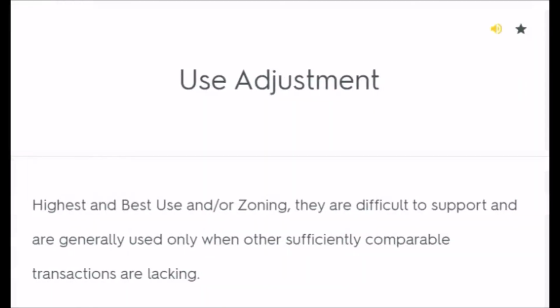Use adjustment. Highest and best use and/or zoning. They are difficult to support and are generally used only when other sufficiently comparable transactions are lacking.